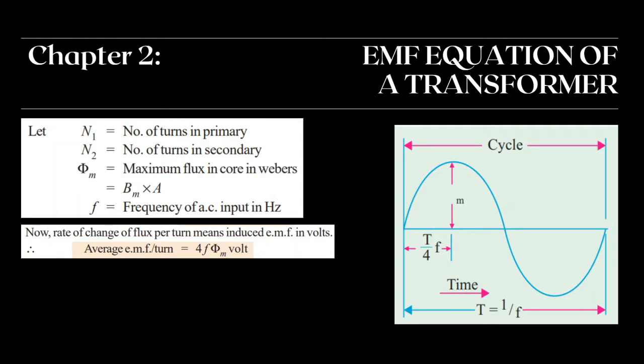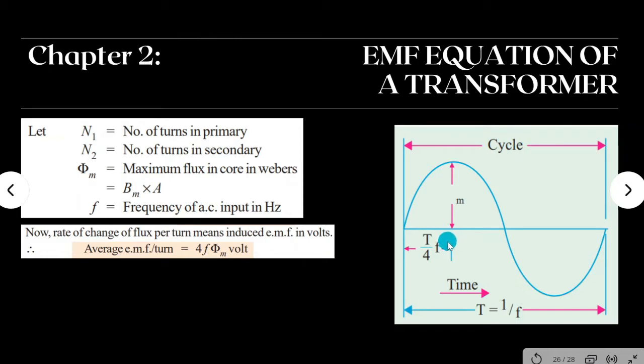As shown in this figure, flux increases from zero value to the maximum value of flux, Φm, at this point. So this is your Φm at a time equal to the period over 4. Why 4? Because we have the degrees 90, 180, 270, and 360 degrees. So in 1/4 of the cycle, that is 1/4f seconds.